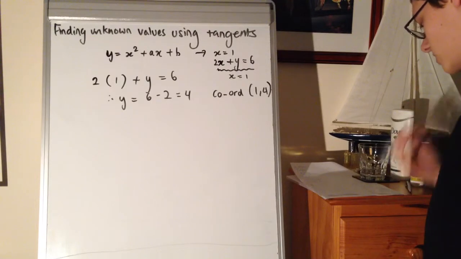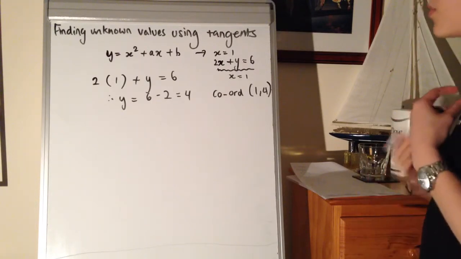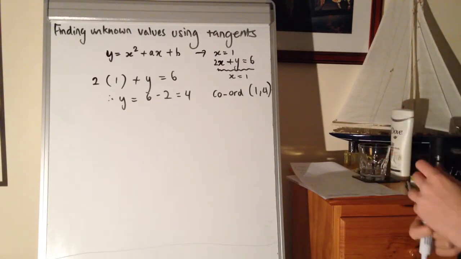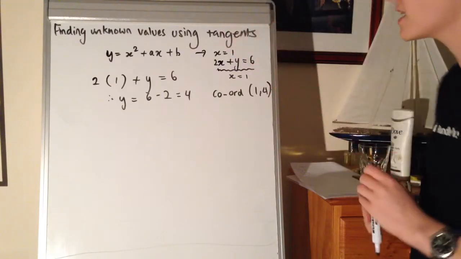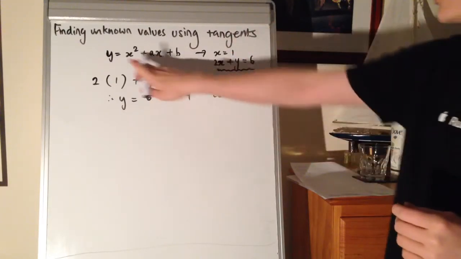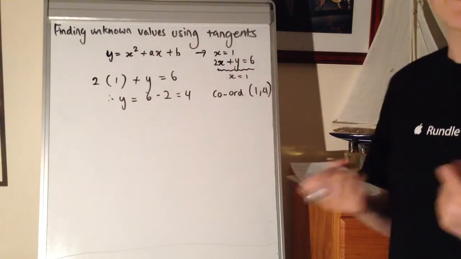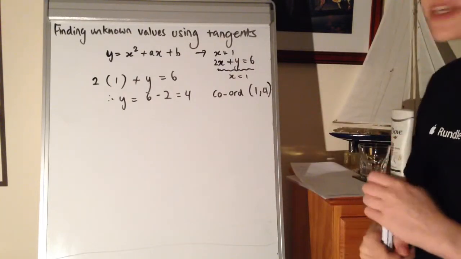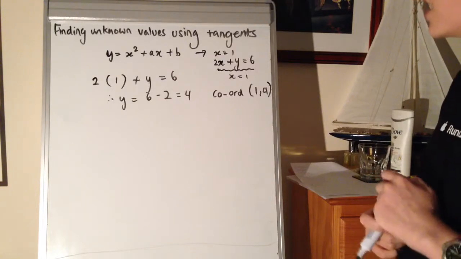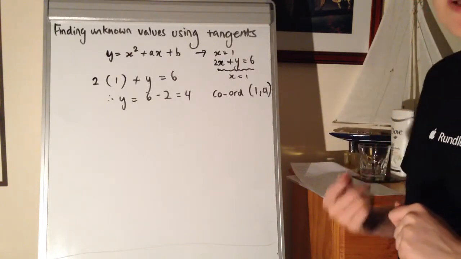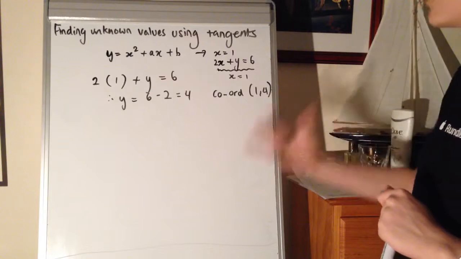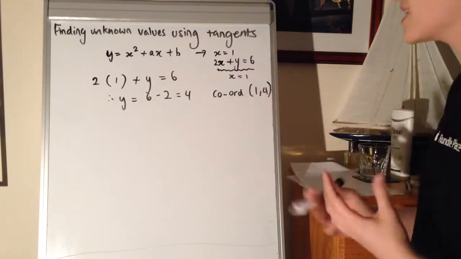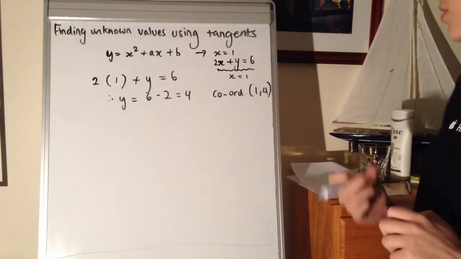Now we want to consider what this tells us about our original function. Remember, that coordinate point is shared, so we can substitute in x equals 1 and y equals 4 and get some information about what a and b equal. This might be helpful later, so it's generally a good thing to do. Use the information you can find to its maximum potential in order to work out the unknown values. That's the key to solving these sorts of problems.